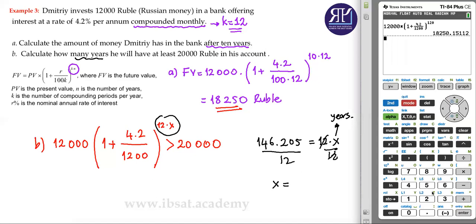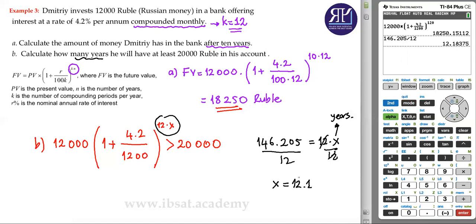x is equal to, 146.205 divided by 12 is equal to 12.1. But how many years? At least 20,000. That's why it must be bigger than 12.1. It must be bigger than 12.1. That's why the answer is that we need at least 13 years.